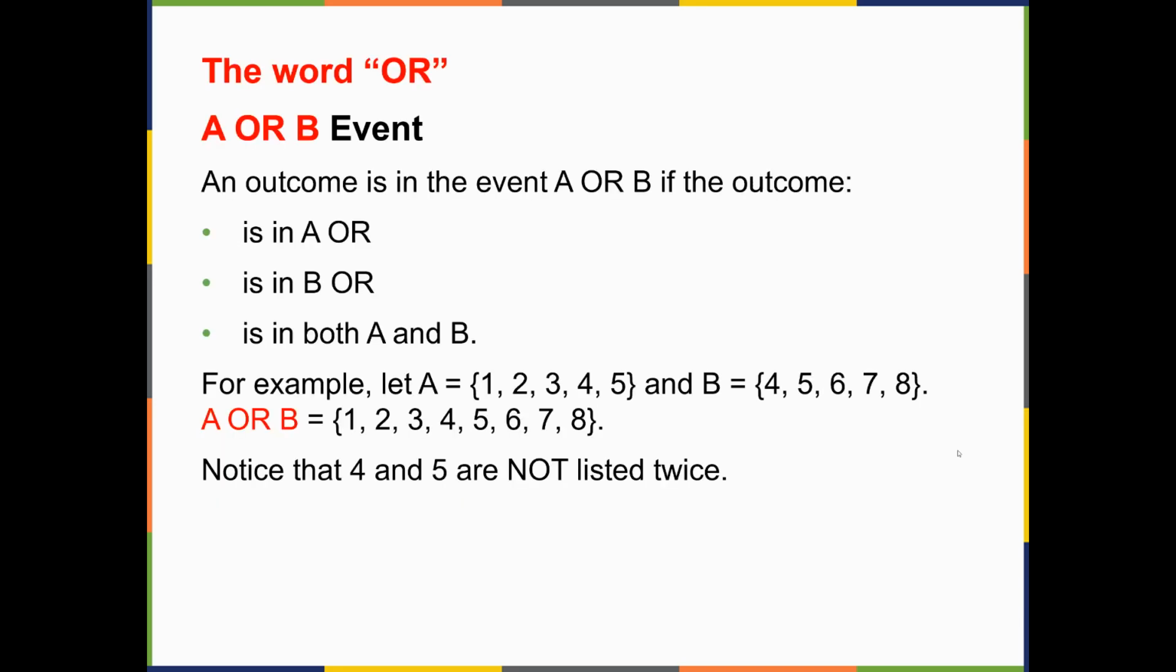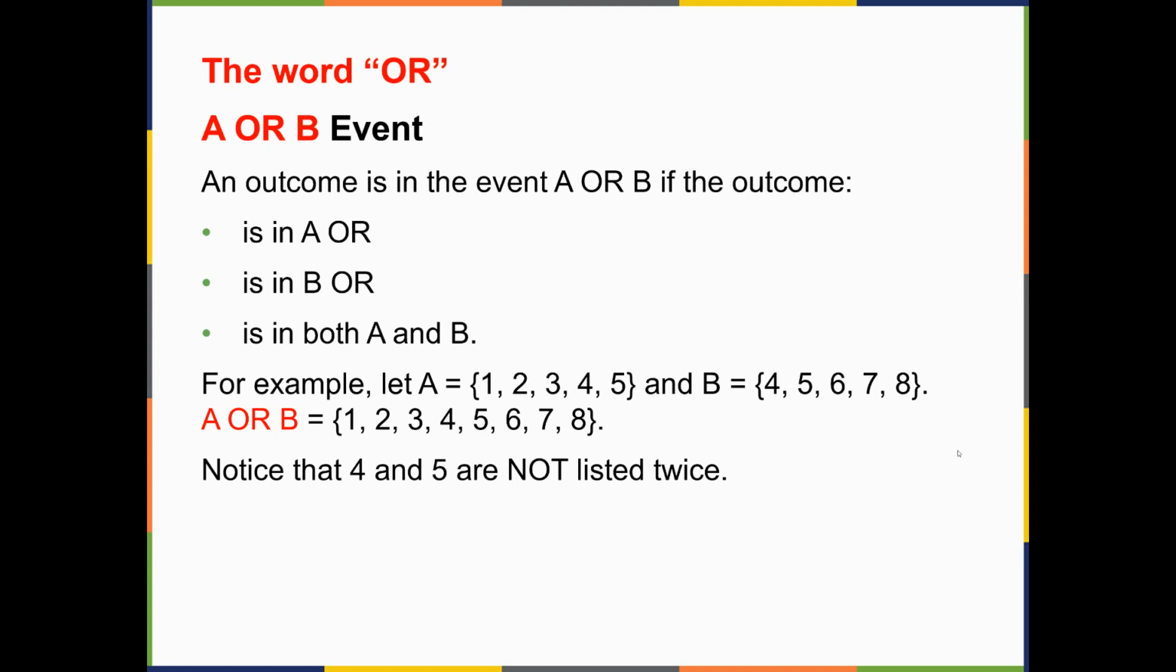All right, let's talk about the word "or" in probability. If we want to know A or B, that means we're looking for the outcome that is in the event A, or it's in the event B, or it's in both A and B, okay?